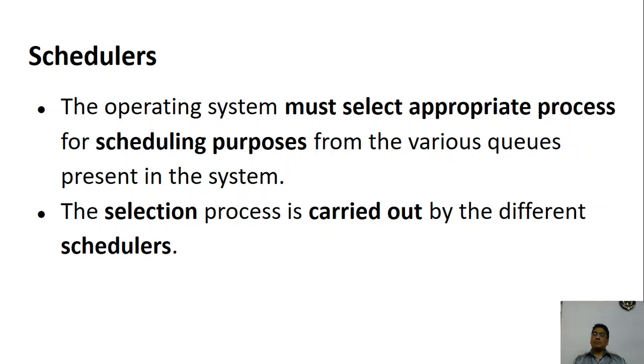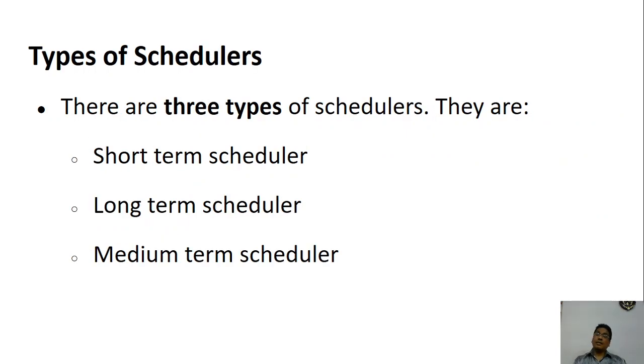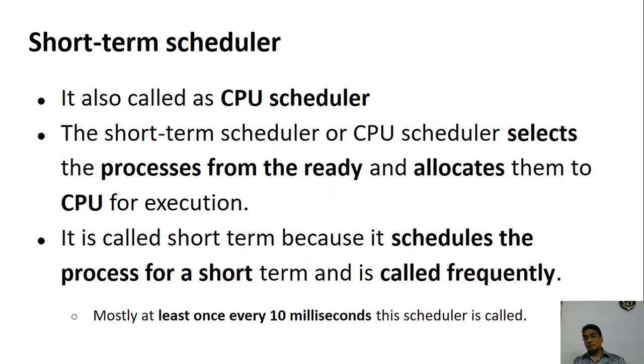Now, when we talk about the schedulers, there are different types of schedulers. The operating system must select an appropriate process so that the entire thing happens in an efficient manner. This selection of the process is carried out by the schedulers. We are familiar with that. There are three types of schedulers: one is the short-term scheduler, the other one is the long-term scheduler, and the third one is the medium-term scheduler.